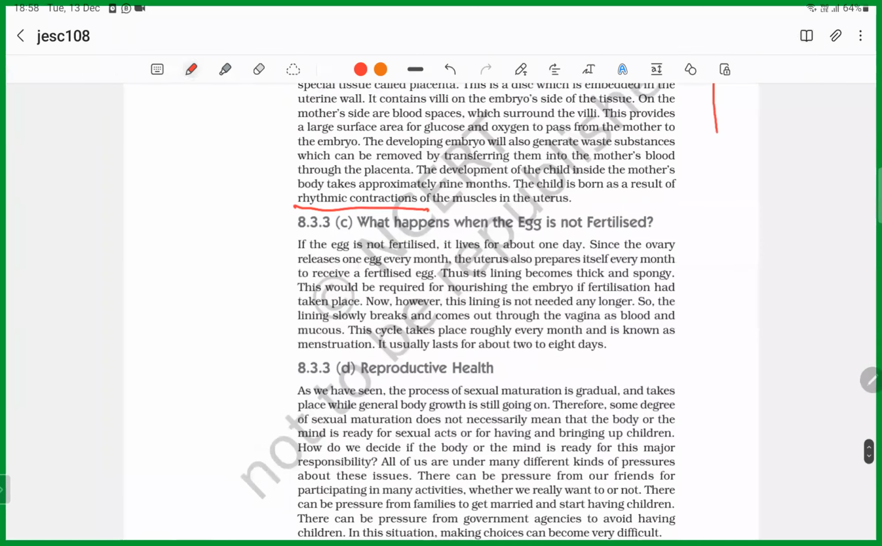Okay, so sperm cells generally have a lifespan of 7 days, but they should be in a fluid environment. And after that, the sperm cells also will get disintegrated. Okay, fine. So I'll finish the next one quickly.